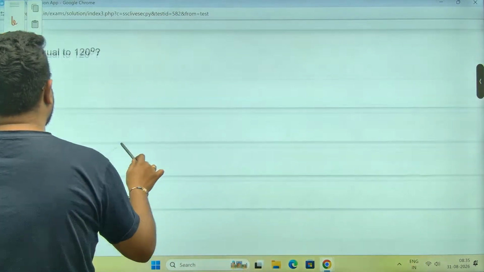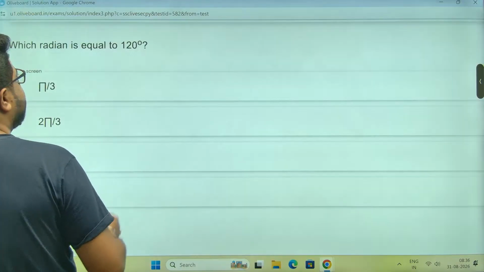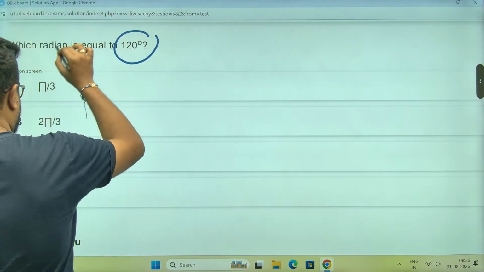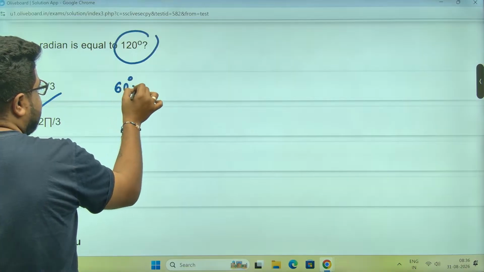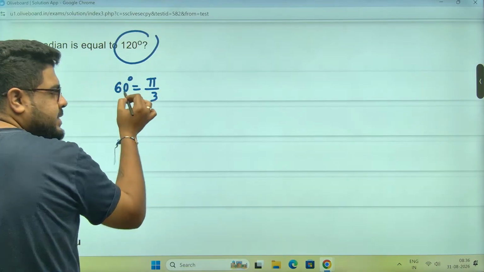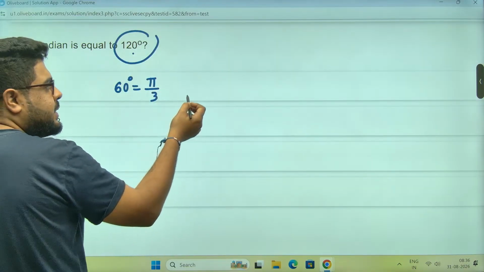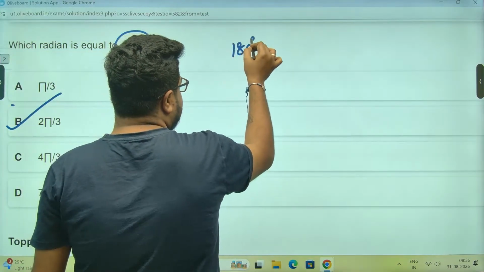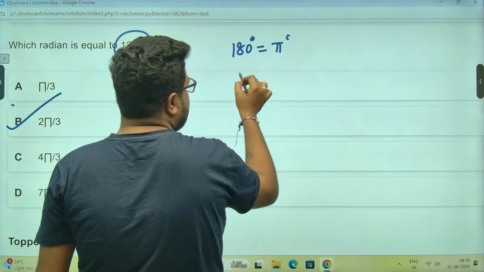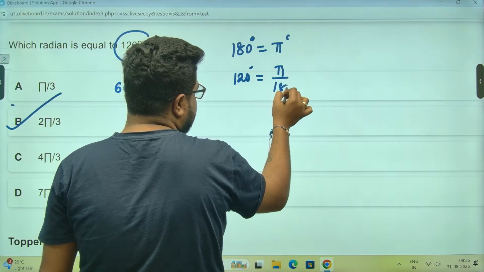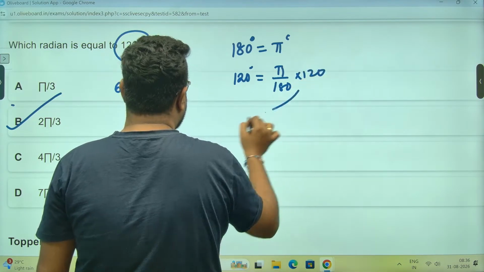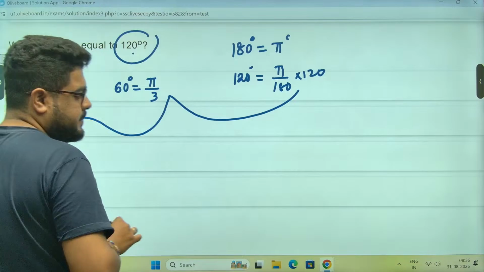Chalo, next one, sir. So which of the radian is this? 2 pi by 3, option B is the answer. Again, we all know 60 degree is pi by 3, sir. You should know these values. So 120 is 2 pi by 3, or the base is 180 degree is pi radian. So 120 degree will be pi by 180 into 120. That also gives you the same.